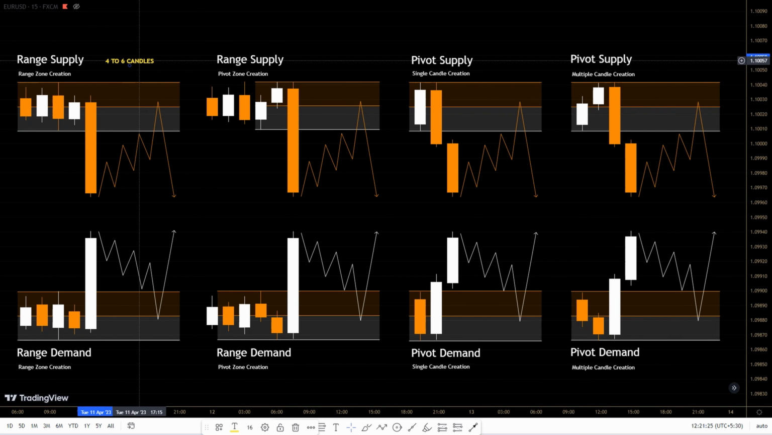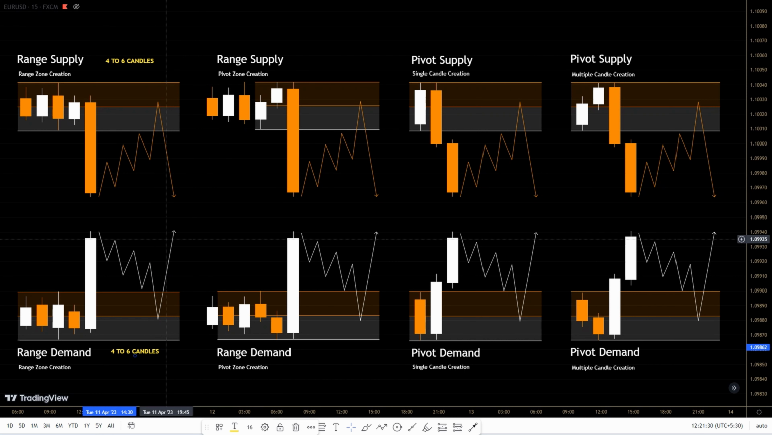So these are the 4 to 6 candles you have to consider while you draw the chart based on the range. So that's it. In the next video we see examples of these models.